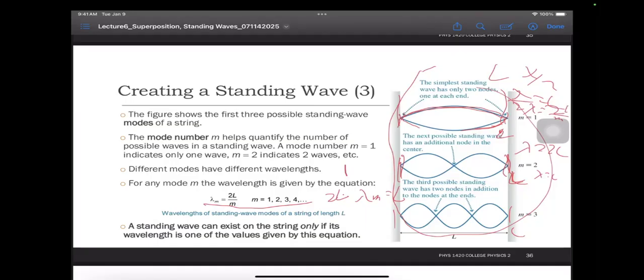A standing wave can exist on a string only if its wavelength is one of the values given by this equation. Okay.